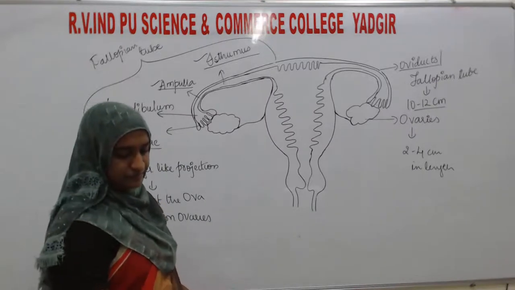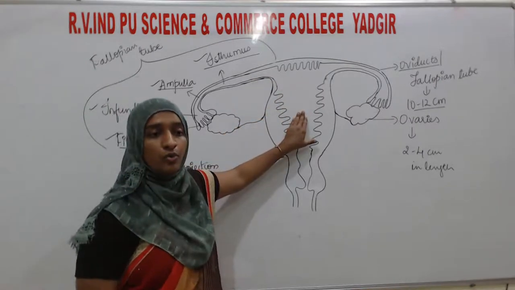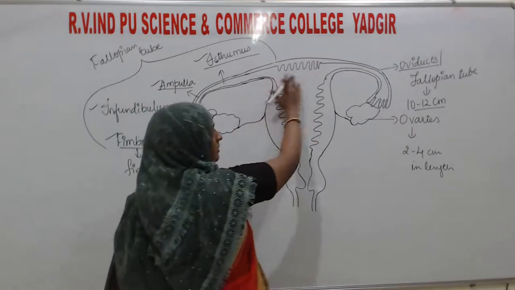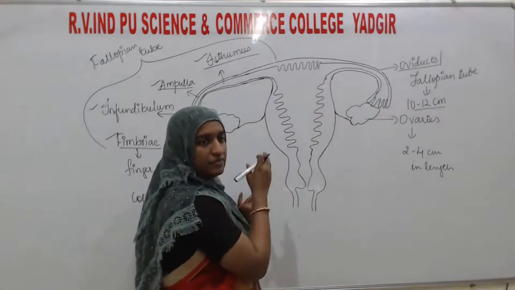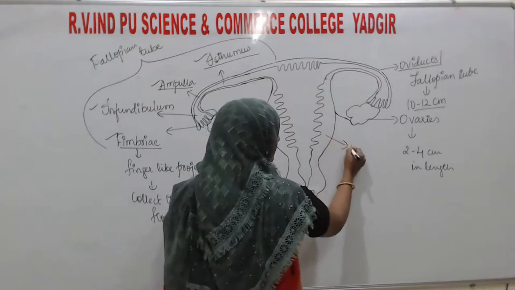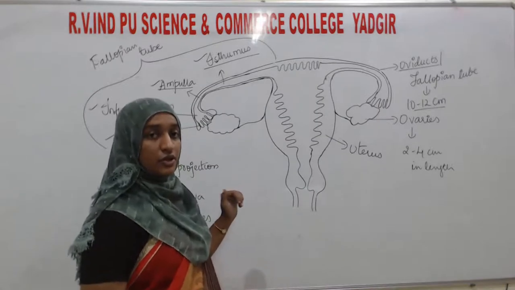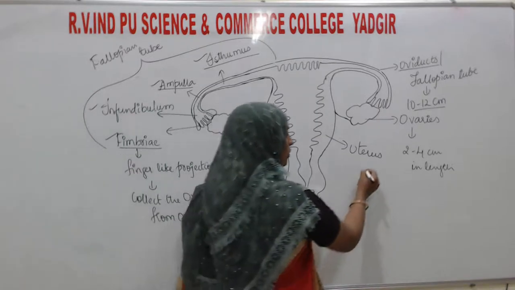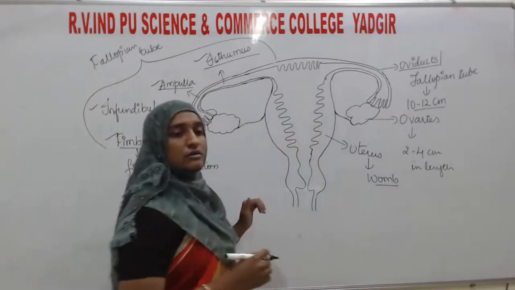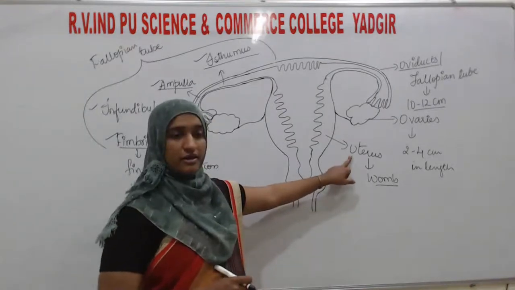The next, this isthmus will open into the narrow lumen part of the uterus, and this is the main part of the female reproductive system. Altogether, this part we can call the uterus. What is it? Uterus, which is also known as the womb of the mother, where the embryo is going to develop. What is it known as? It is known as the uterus.